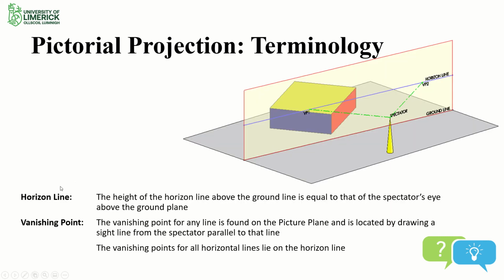As well as that, you have your horizon line, which you can see here in blue, which has your VP1 and your VP2, which are two different vanishing points.